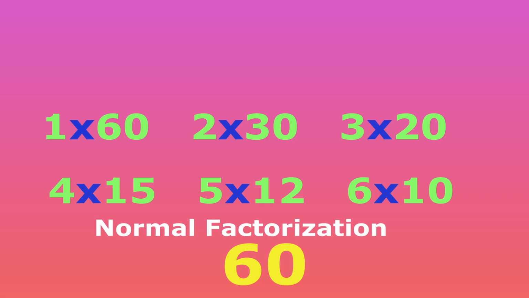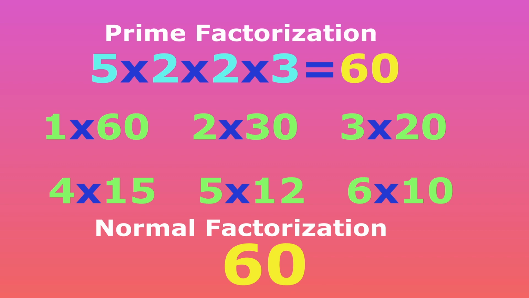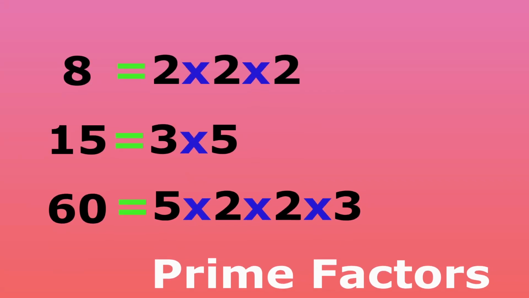Look at the factor pairs of 60 now. There are 6 of them. So we can express 60 in 6 ways with normal factorization. But in the prime factorization of 60, we only get 1 way. 5 times 2 times 2 times 3. This is true for any number. There's always just one unique set of prime numbers in the prime factorization of a number. So let's see how we turn the numbers 8, 15 and 60 into prime factorization format.